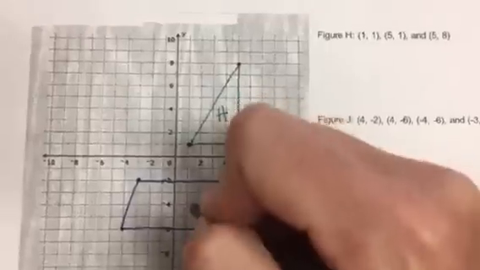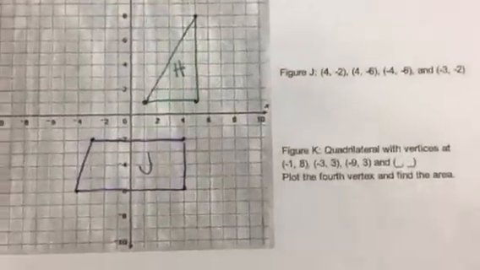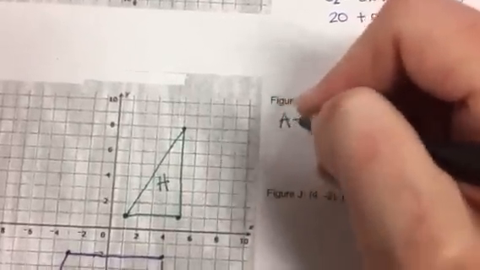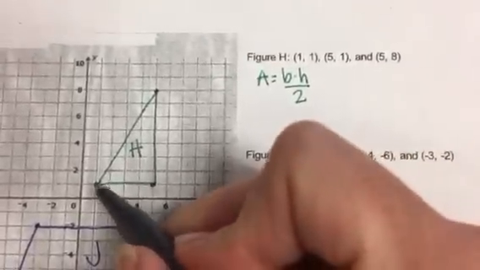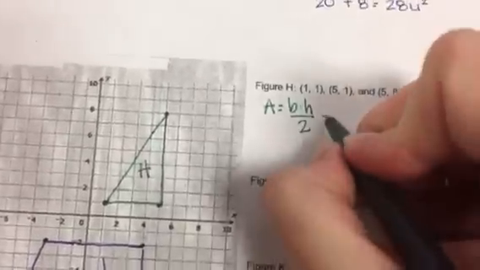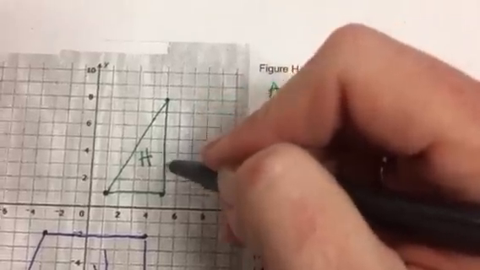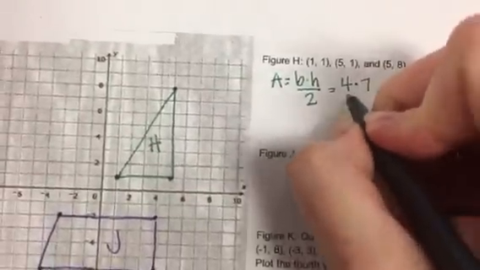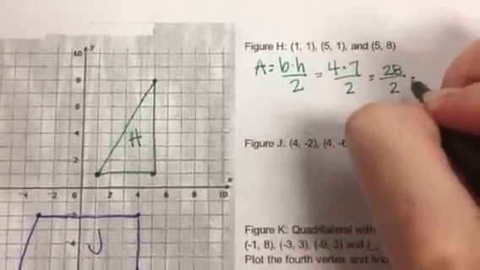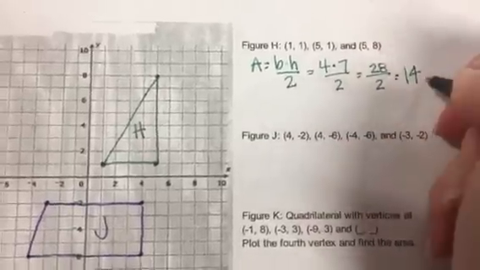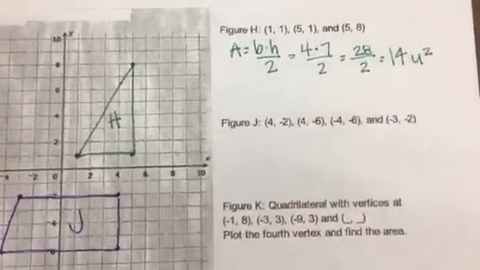So this is figure J. So now we're going to try to find their areas, and since we've got figure H, it's a triangle, so to find the area we're going to do base times height, and then we're going to divide it by 2. So the base of this shape is 1, 2, 3, 4. We're going to multiply that by the height, which is 1, 2, 3, 4, 5, 6, 7. So 4 times 7 would be 28, and we would divide that by 2, so we end up with a final area of 14 square units.